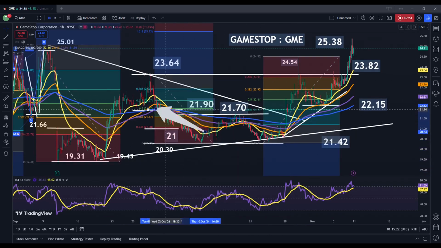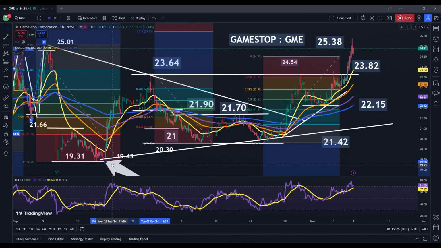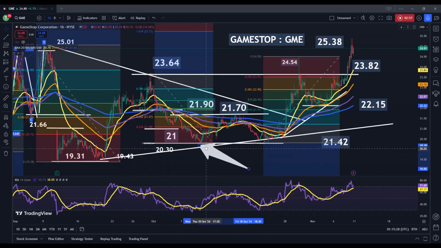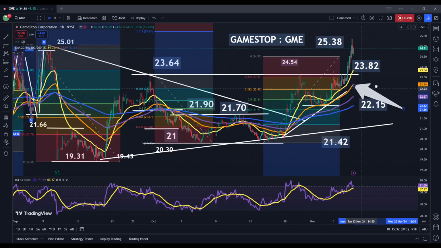because what we're dealing with is a series of higher highs and higher lows. As we can see, we've got this beginning at roughly 1930. This extends to roughly 2030, and then the series of higher lows does continue.